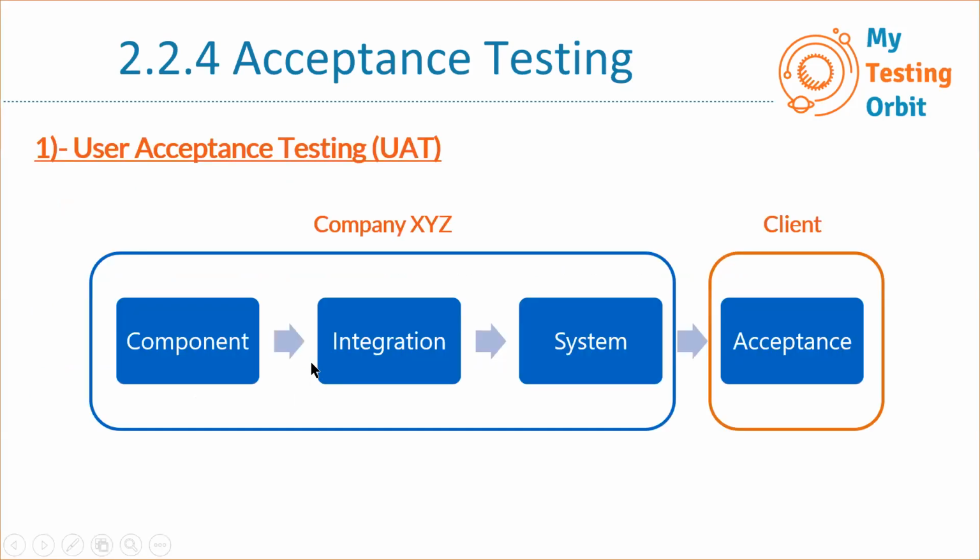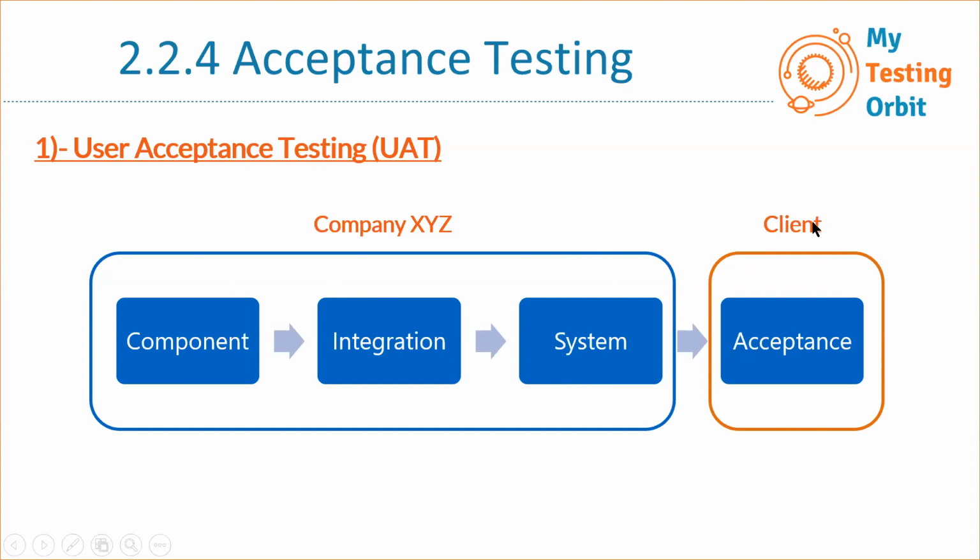Okay, let's go through two scenarios. I have identified two scenarios over here for UAT. One scenario is that there is a company who has built a system for a client, and that company has built the system and done component, integration and system testing at their end. So they have built the whole system. Before handing it over to the client, they will perform all these three test levels and then hand it over to the client with some release notes.